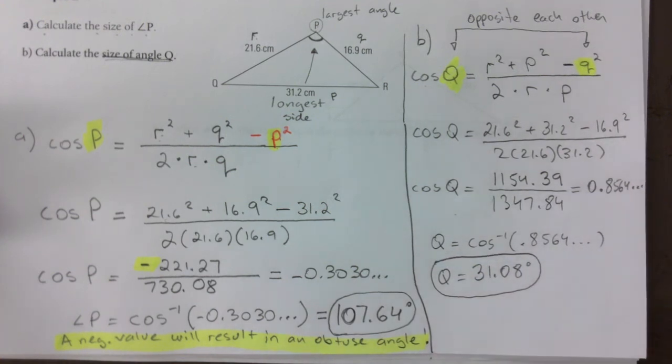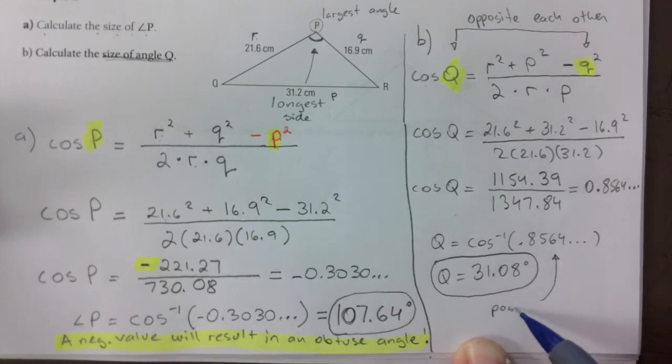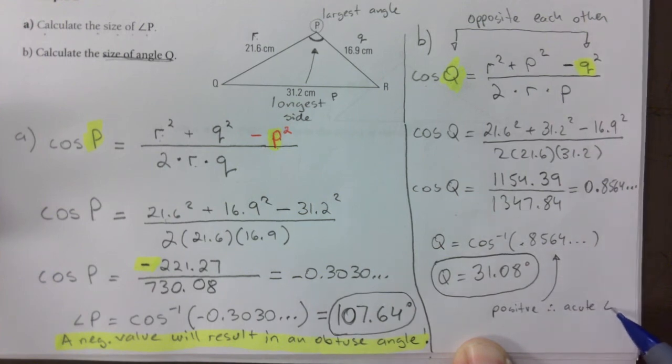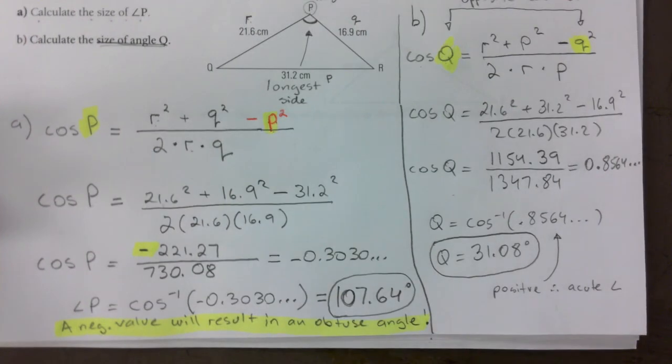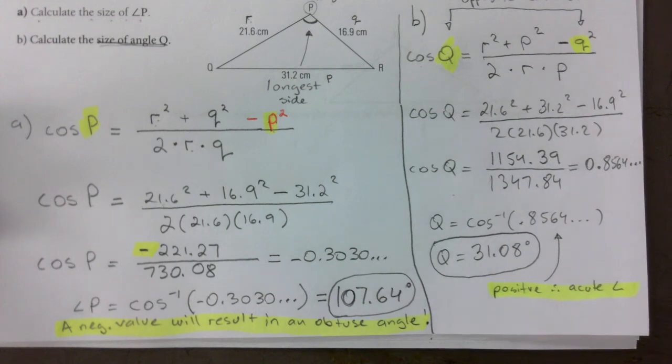Which makes sense. It's across the shortest side. By the way, you can only have one obtuse angle per triangle ever. You cannot have more than one obtuse angle. So I'll just make a note. Positive, therefore acute angle. That's all I'm going to say there. If the value inside that inverse is positive, you will have an acute angle, meaning less than 90.